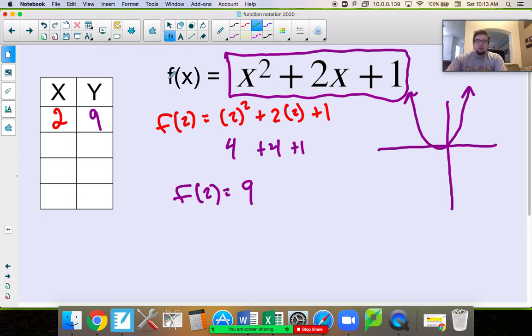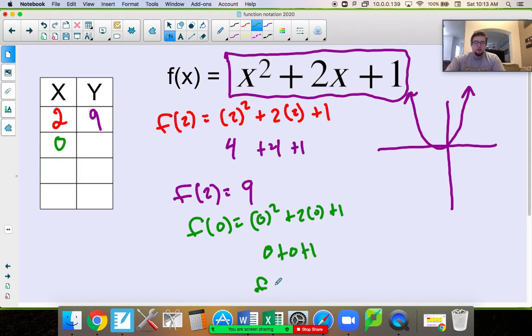But if I were to continually plug in points, f of 2 is 9. I plug in 0, we get f of 0 equals 0 squared plus 2 times 0 plus 1, 0 plus 0 plus 1, which gives us 1. I could continually plug in more points. I could plug in 4, negative 2, 1/2. I can plug in all of these numbers, see what it spits out, and then begin to plot those dots. 2, 9. So 1, 2, 3, 4, 5, 6, 7, 8, 9.